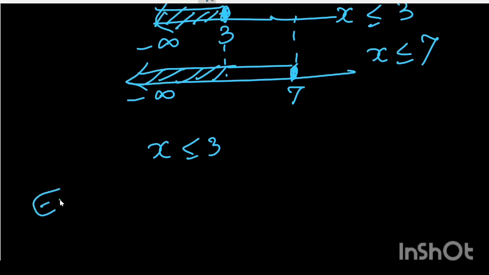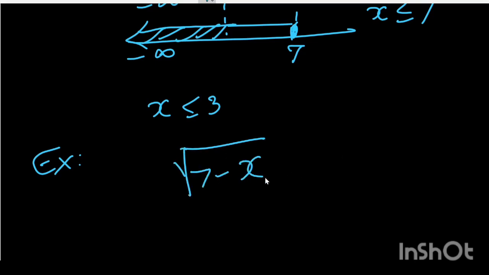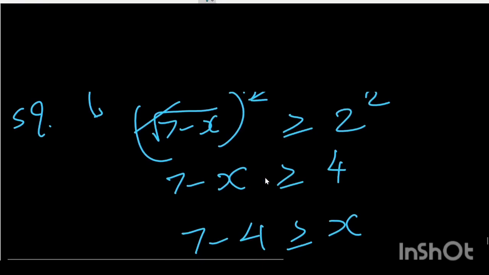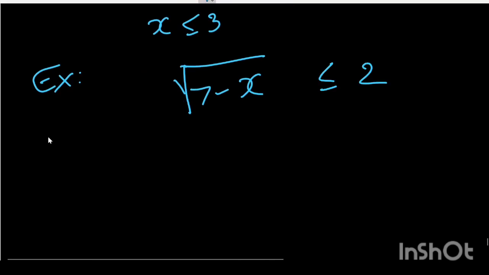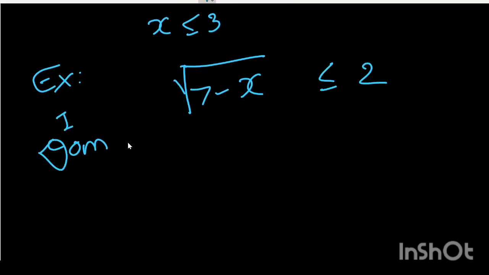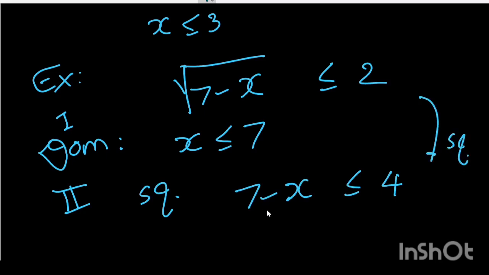What we got after squaring was the final solution also, but it may not be the case always. If in the same question I replace greater than or equal to by less than or equal to, guys, then we already calculated the domain in the first step, which was x less than or equal to 7. In the second step, after squaring, we will get 7 minus x less than or equal to 4. Now I use less than or equal to instead of greater than or equal to, so we got x greater than or equal to 3.